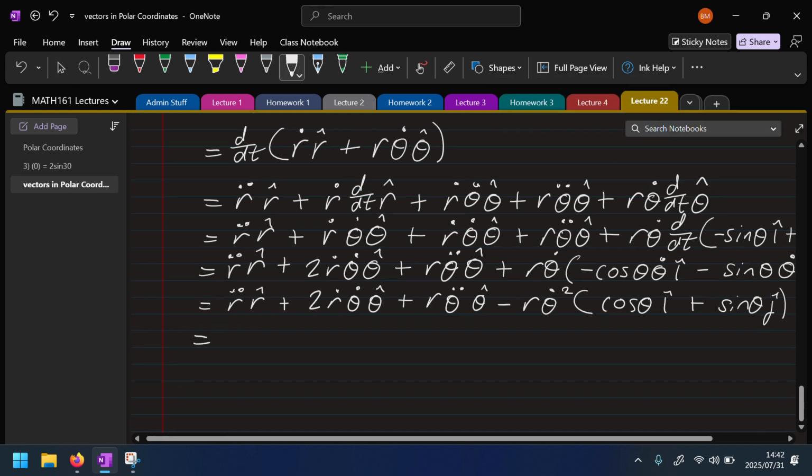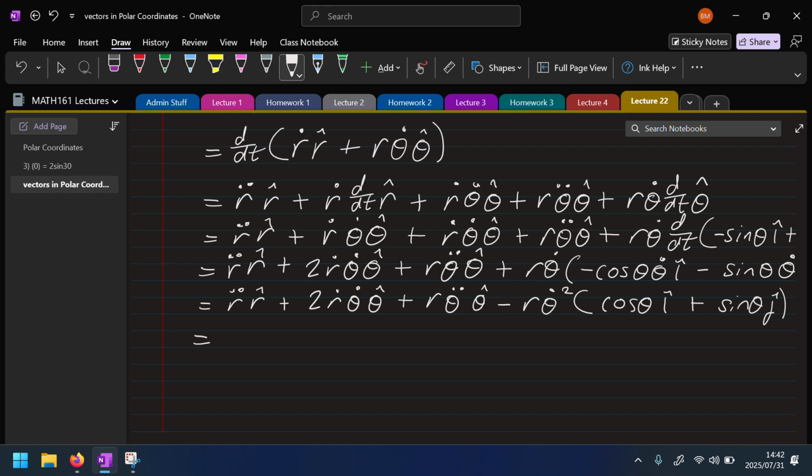We're going to do a little bit of grouping here. So this first term has an r hat, that last term has an r hat, so we're going to put that together. Plus, and then those last 2 in the middle there, that comes with the theta hat, so we can put that together. And that is our acceleration vector in polar coordinates.